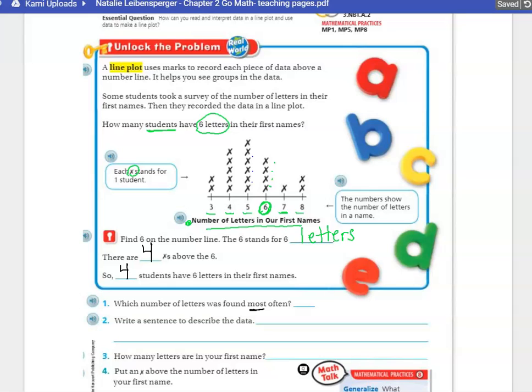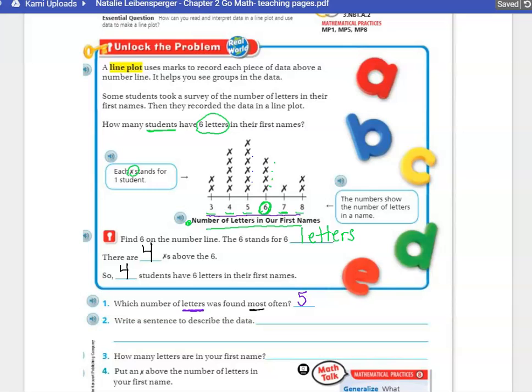And when I'm answering this problem, it's asking me which number of letters was found the most often. So now I know I'm going to have to write one of these numbers down here for the letters. It didn't ask me how many students. So I'm just going to see that there were the most X's on 5. So the number of letters that had the most was 5.